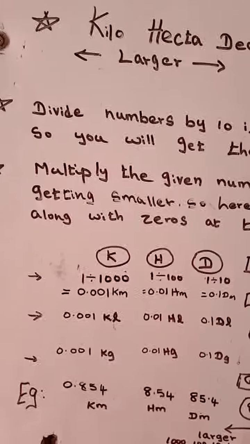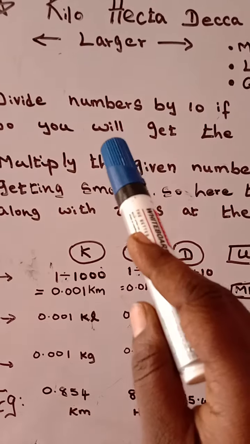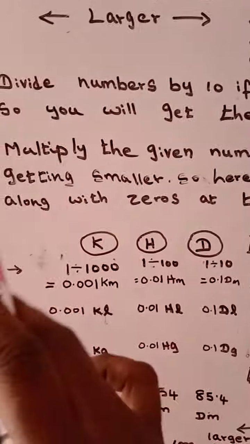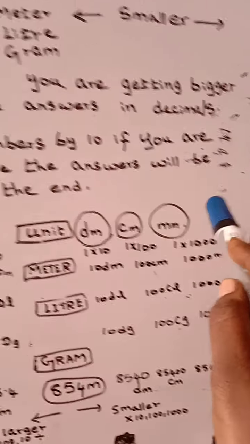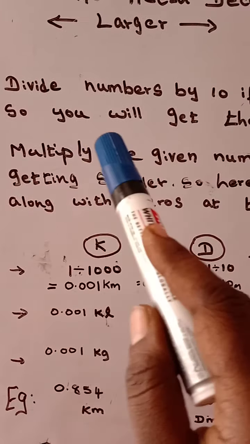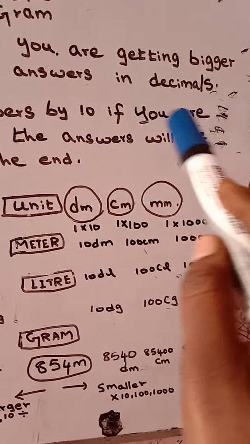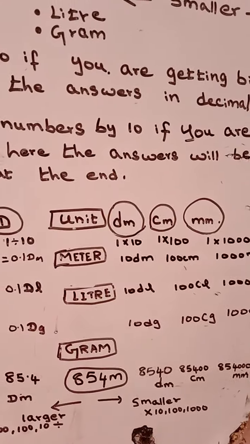Okay. So here you have to remember 2 points. First point is divide numbers by 10 if you are getting bigger. As you divide, you will be getting the answers in decimals. Okay, as you divide each thing, then the answers will be in decimals.